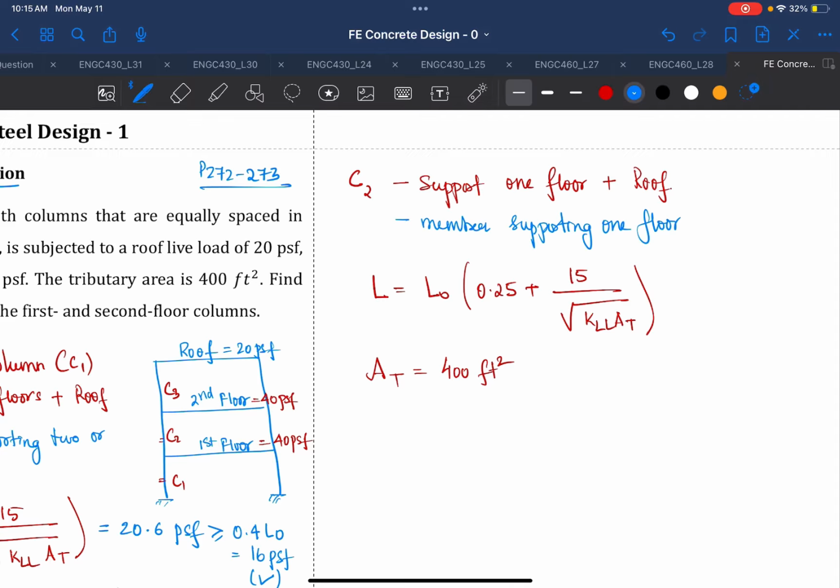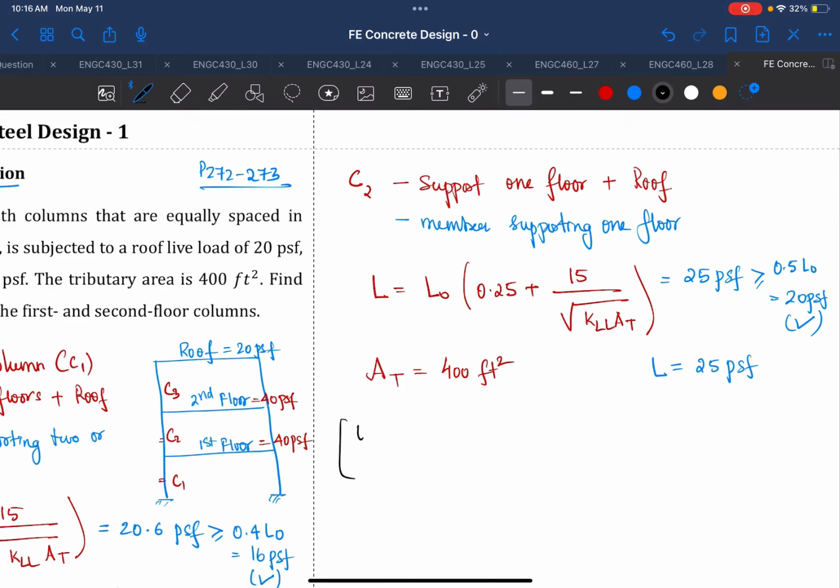So if you put all the values together, you should get 25 psf, and the condition is that this has to be greater than 0.5 L naught, and this is 20 psf, and this meets the condition, so we can accept that L is equal to 25 psf.